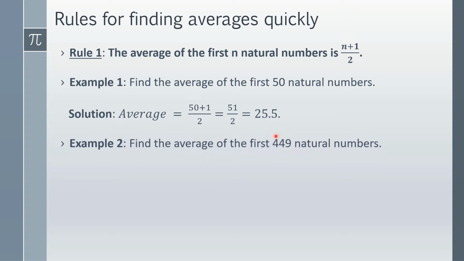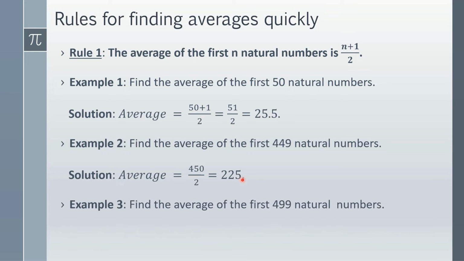How will we find the average of the first 449 natural numbers? Just add 1 to 449, you will get 450, then divide by 2, you will get 225. Similarly, how will we find the average of the first 499 natural numbers? Just add 1 to 499, divide by 2, which will give us 500 by 2, that is 250. So, remember, to find the average of the first n natural numbers, all you need to do is add 1 to n and then divide by 2. The formula is (n plus 1) by 2.